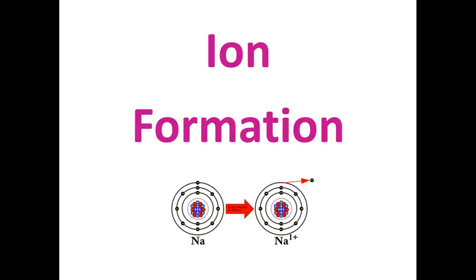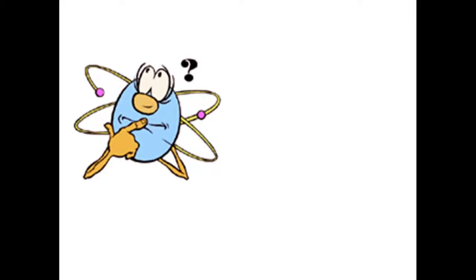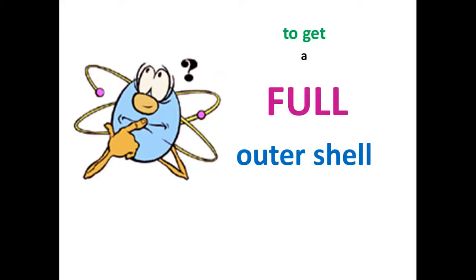This video explains how ions are formed from atoms and why. Okay, an atom has one dream in life, and that dream is to get a full outer shell of electrons.